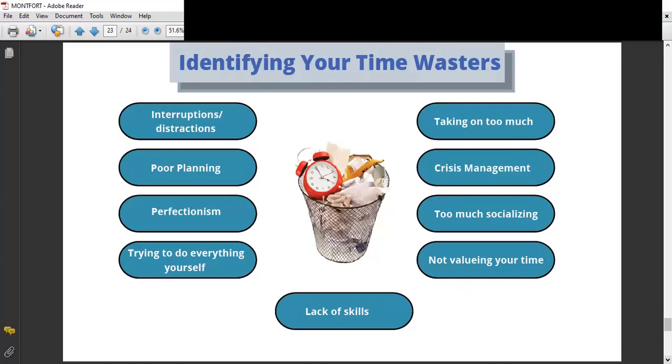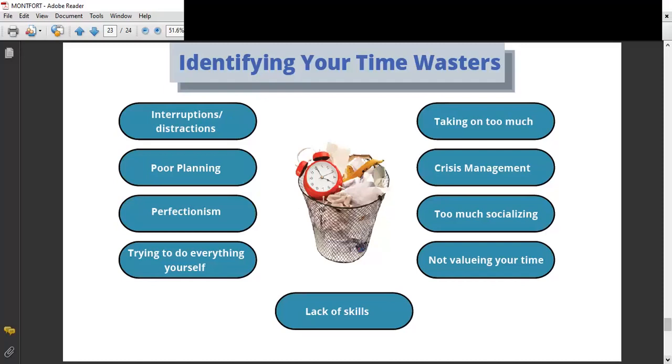Now, next is identifying your time wasters. If we identify our time wasters, we will never waste our time. We will think, okay, at this much time, if I do this one, I can finish that work. First one is interruptions or distractions, poor planning, perfectionism, trying to do everything yourself. When we think, okay, I'll do everything by myself only, I'll not take help of anybody, I can manage everything, at the end of the day, we struggle.